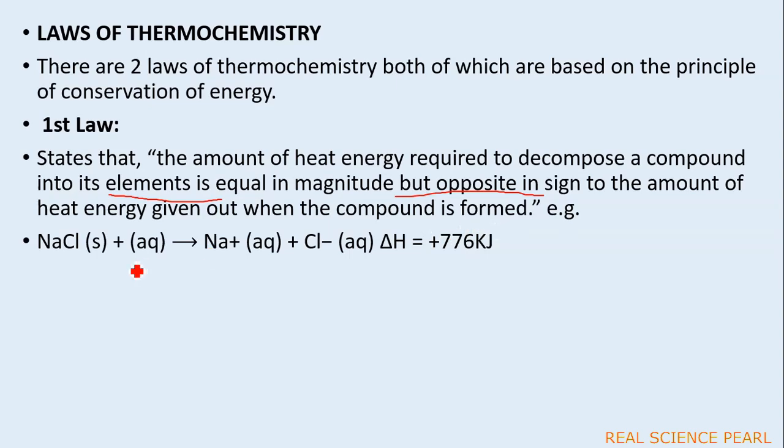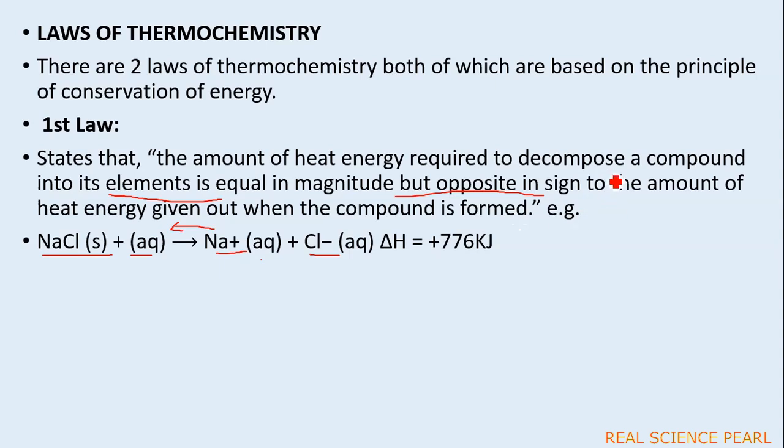What you're trying to mean, in case I'm having sodium chloride and I dissolve it in water and I get sodium ions and chloride ions, and that heat change is positive 776 kilojoules. It means, according to the law, that the heat change required to break sodium chloride into sodium ions and chloride ions will be the same heat value if now sodium ions and chloride ions were able to react backward to give us sodium chloride solid, but now they are saying it is equal in magnitude, meaning the value remains the same, but the sign is going to change.